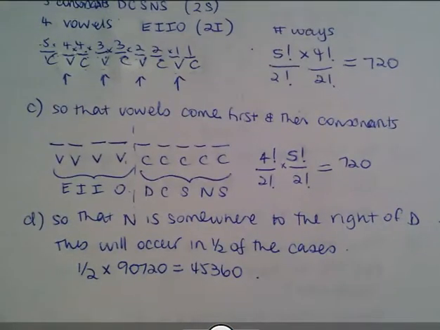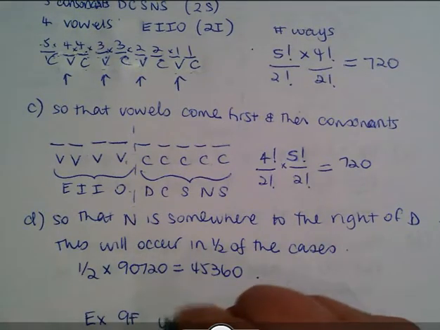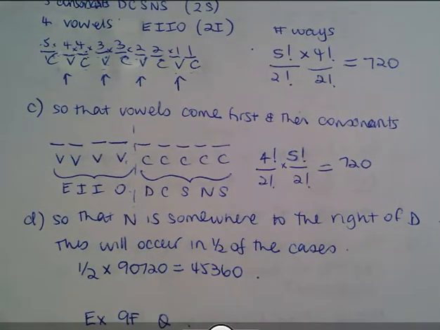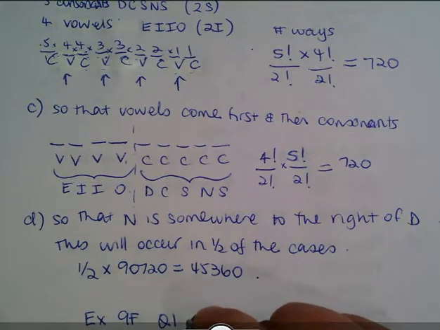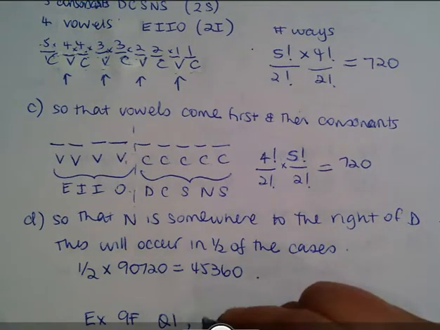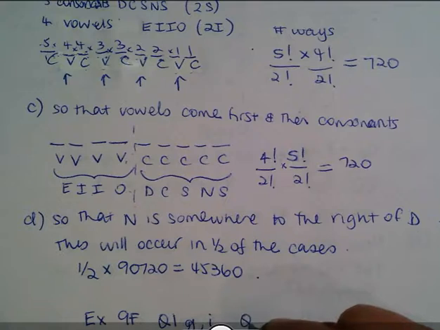which is 45,360. Okay, now I want you to work on exercise 9F, and you can do any questions that are not done so far. So you can do all of question 1, except for the one that we already did. Actually, no, you don't need to do every single one. You can just do a couple from there. Maybe do question 1G and I. Question 2 we've done. You can do question 3.